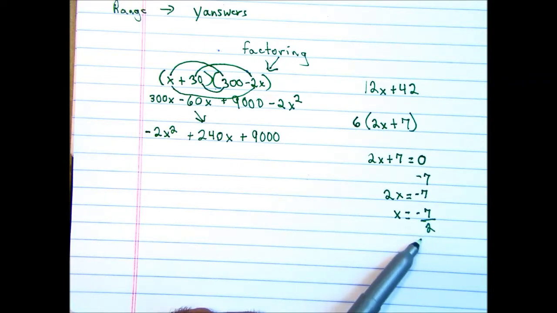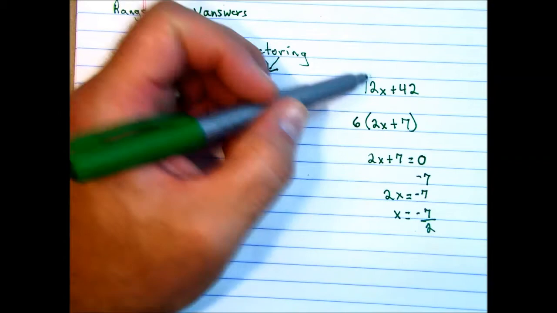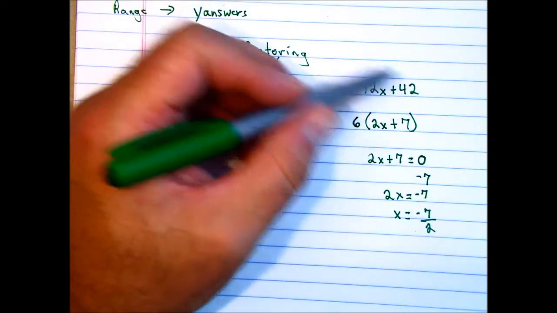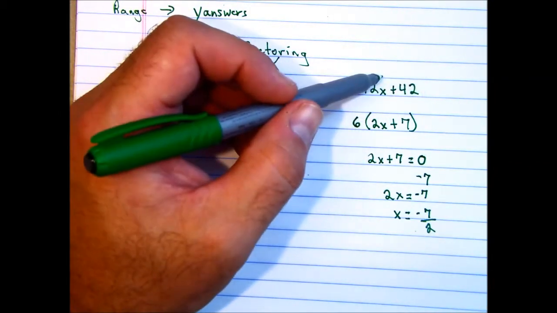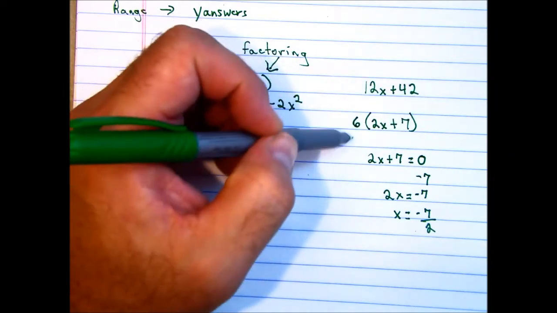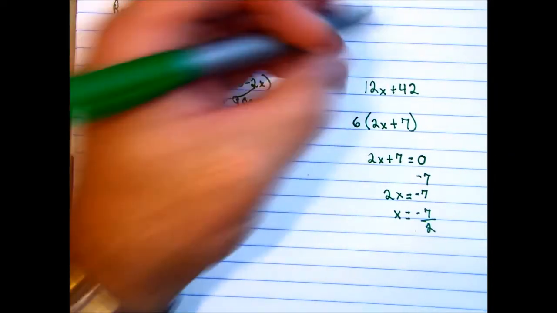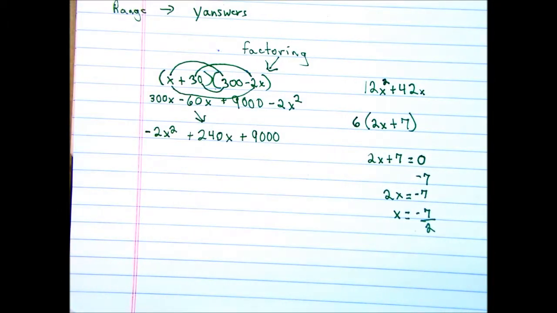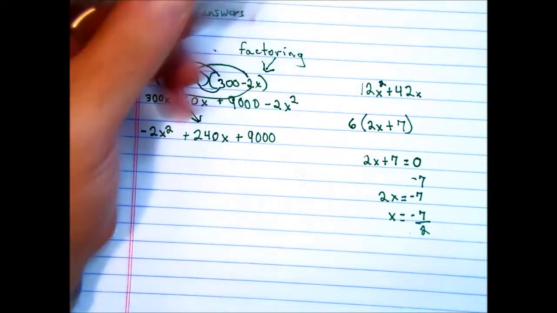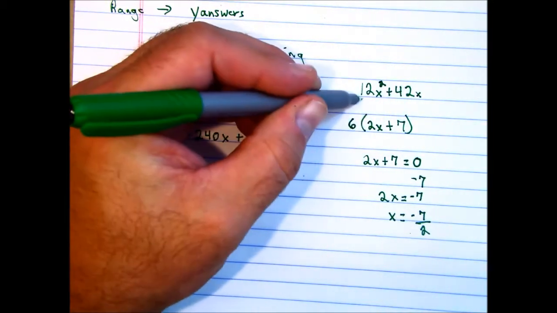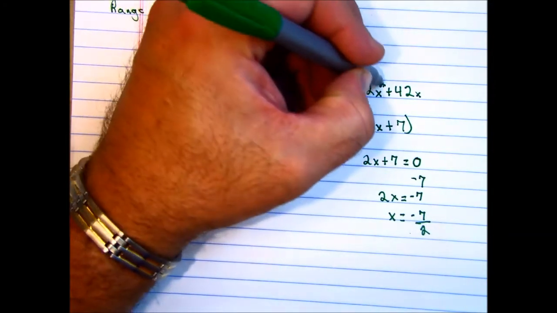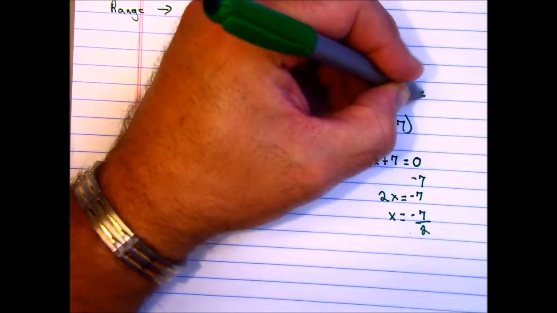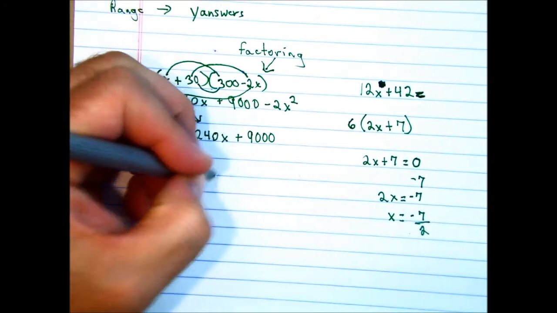This is my zero. This is where my parabola would touch the x-axis. Now, the problem is there's no parabola here, because this is not a quadratic. If I had started with this, now it's a quadratic function. When I factor the quadratic function, I still do the numbers first. So I would take out the 6. So I'm going to rewrite this problem so that you understand. That's my first problem. My second problem, I'm going to make a quadratic.